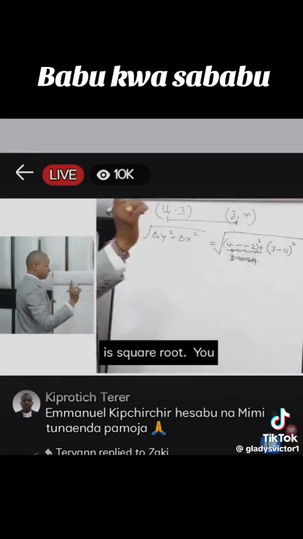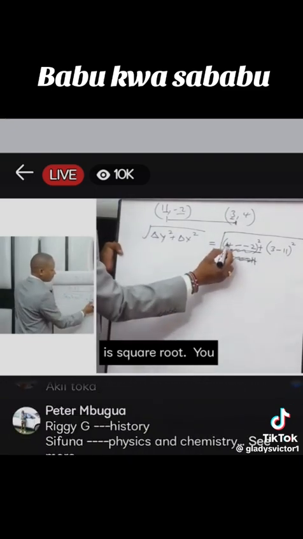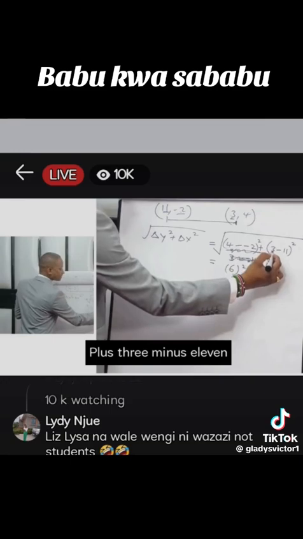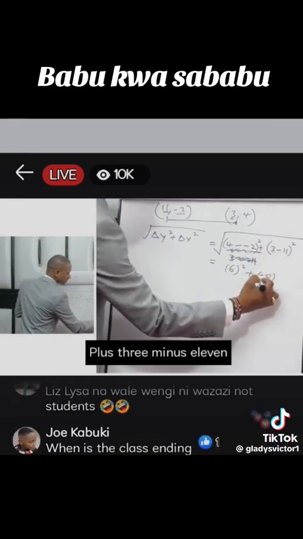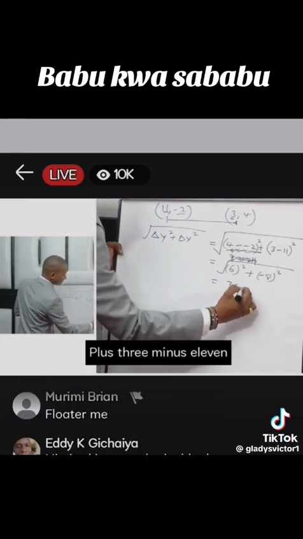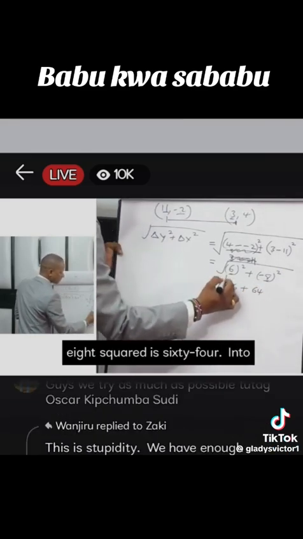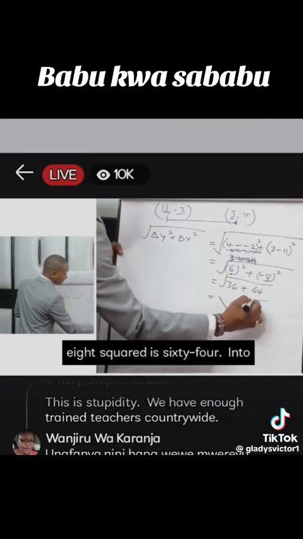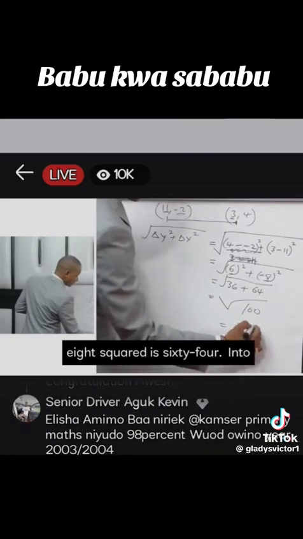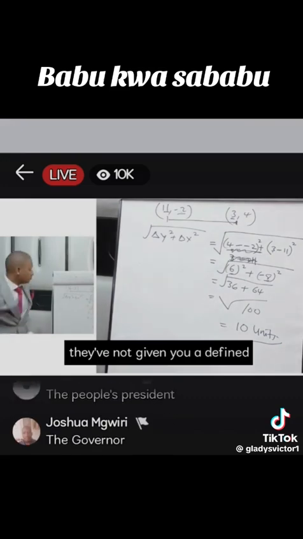You have to be very careful because even the best can make mistakes. Now, 4 minus 2 is 6 squared plus 3 minus 11 is minus 8 squared, all under the square root. 6 squared is 36 plus minus 8 squared is 64, under the square root. This is simply the square root of 100, which is 10. But because they want the length, you write units, because they've not given you a defined unit.